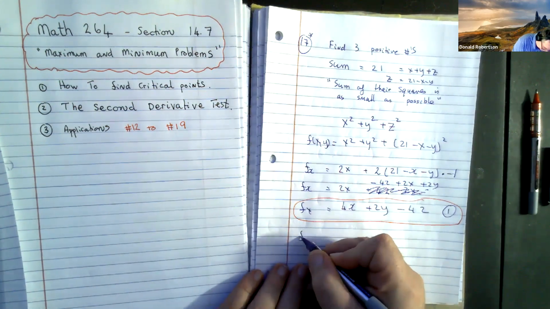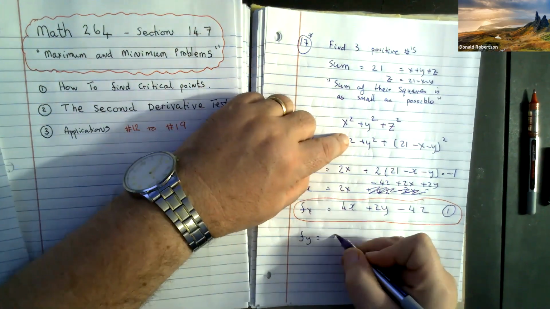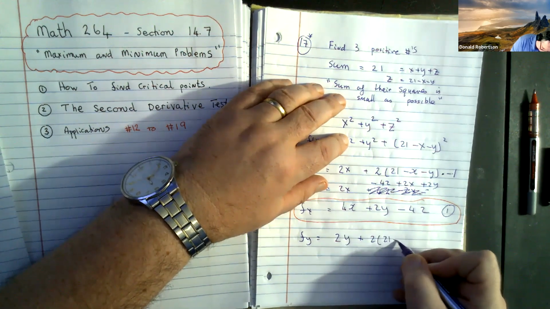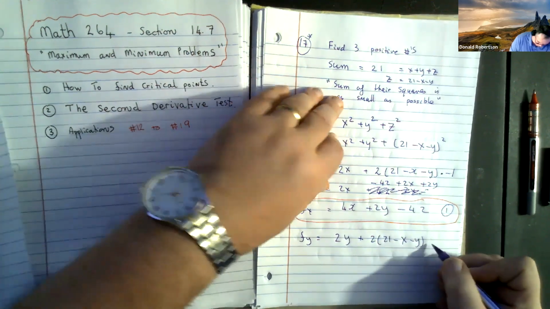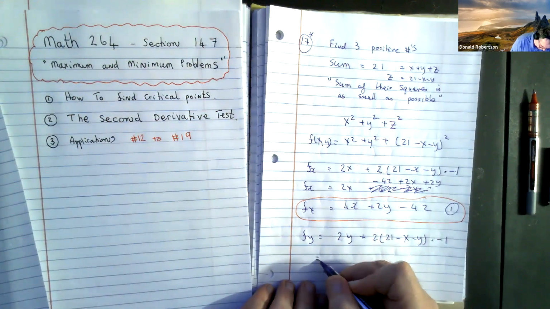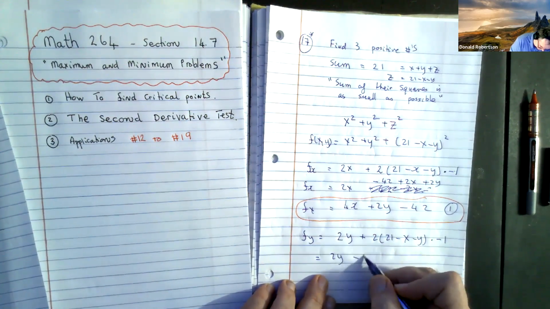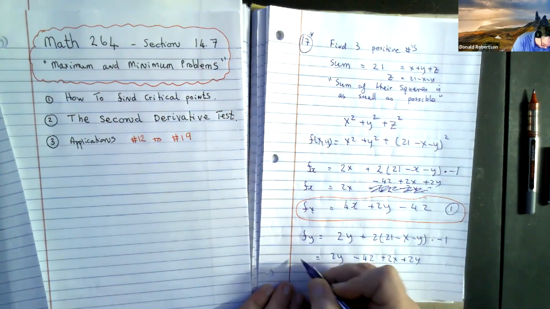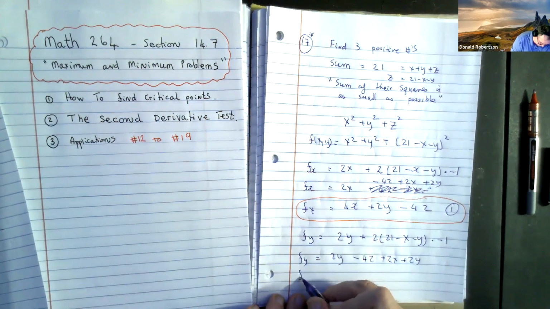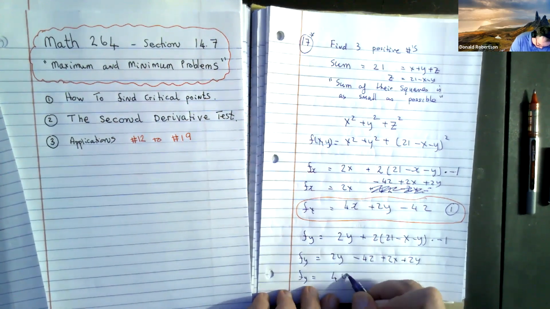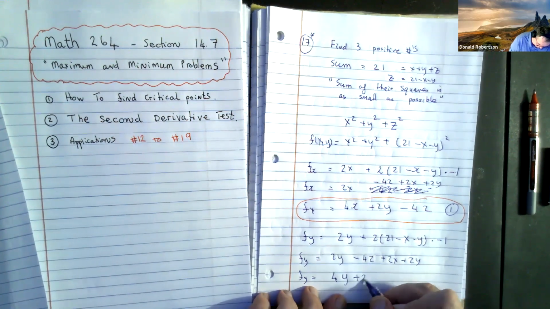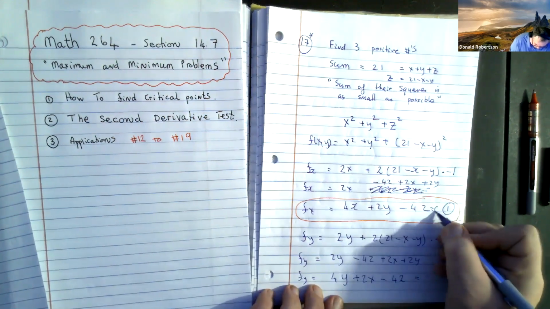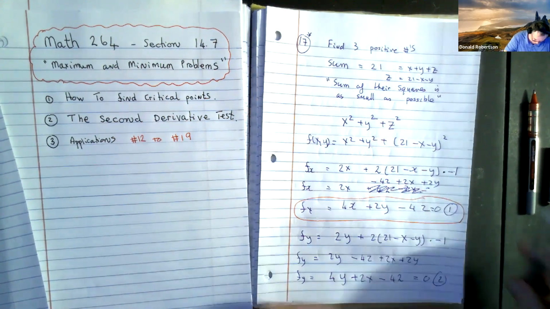Now I'll do a partial derivative with respect to y, and that'll disappear and we'll get a 2y, and this guy times a -1. And so we get a 2y, -42 again, plus 2x, plus 2y. And now we get 4y plus 2x minus 42 equals 0. That's our second equation.